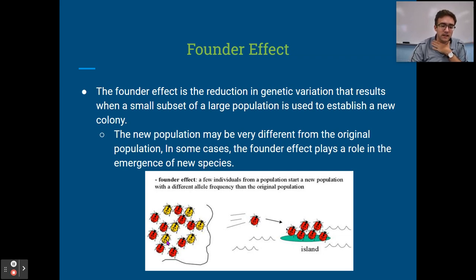How that works is, say the population has yellow and red beetles, and by some stroke of luck, only red beetles made it to this island. This island is only going to have red beetles, and they suffer from the same problem as the bottleneck did. Because it's a small subgroup, we're promoting inbreeding, and we're going to lose genetic variation.